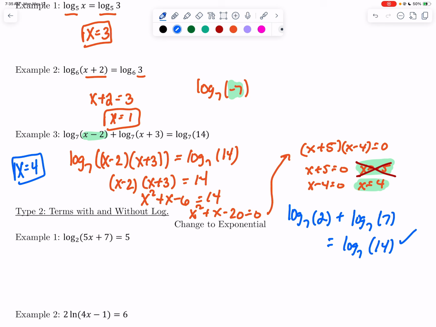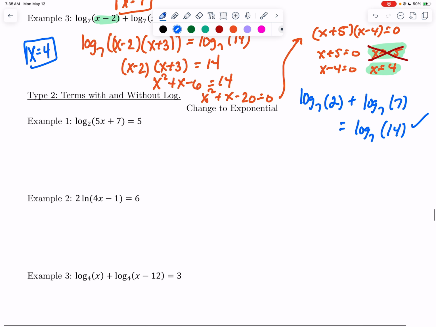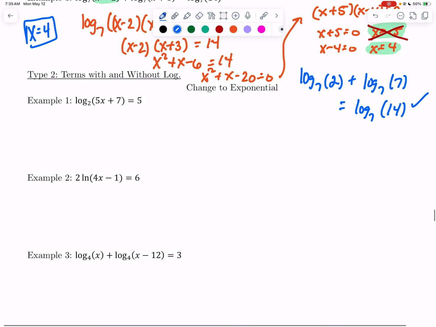All right. For type 2, terms with and without a log, we are going to change to an exponential. But first, like I said, we always want one log somewhere, whether it's on the left side or the right side. In this part, it's probably going to be on the left side.